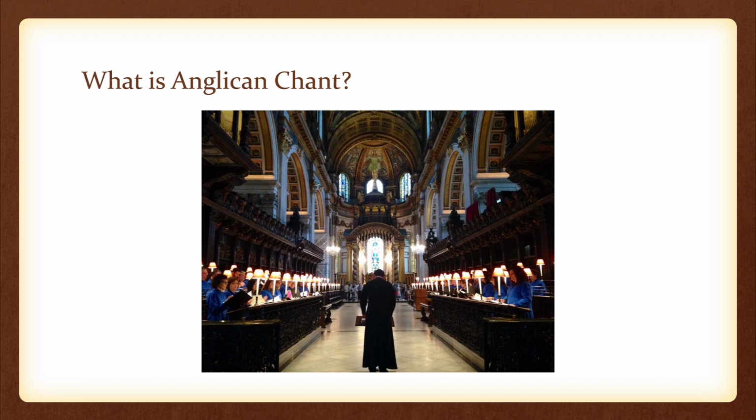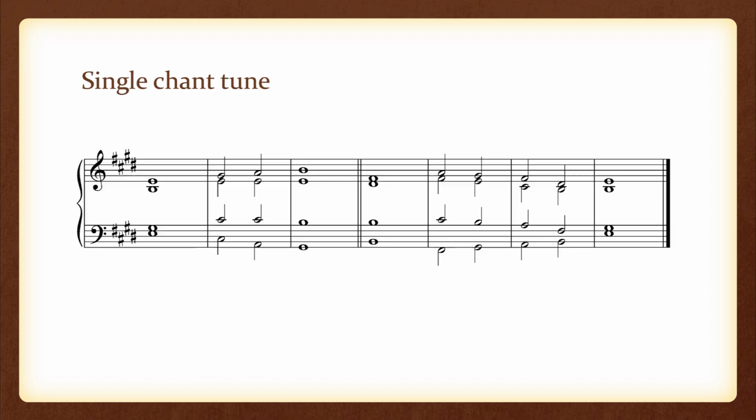Anglican Chant is an ancient way of singing the Psalms. Instead of music with specific rhythms, Anglican Chant uses normal speech rhythms to deliver the text over a repeating chord progression. In other words, think of it like singing except the rhythm isn't written out. Instead, you'll see this. This is called a chant tune.